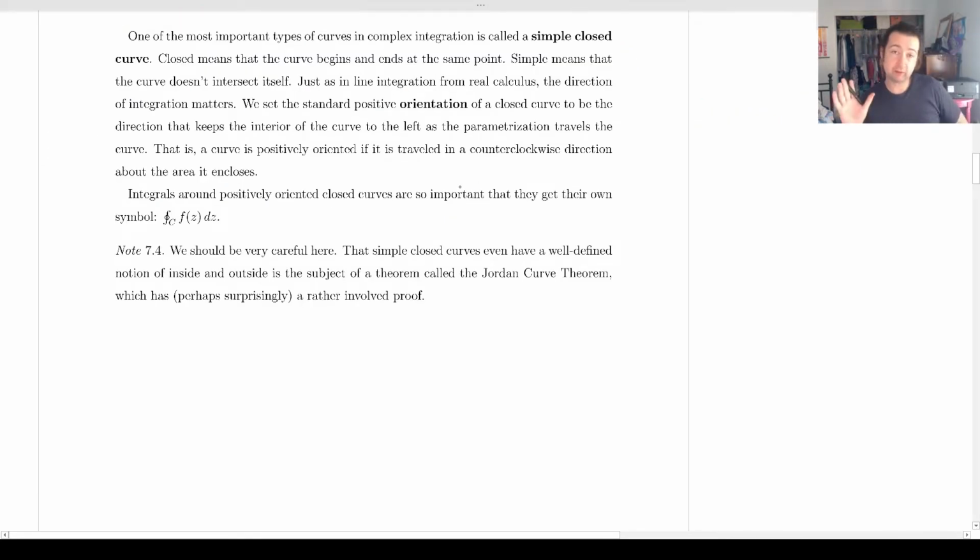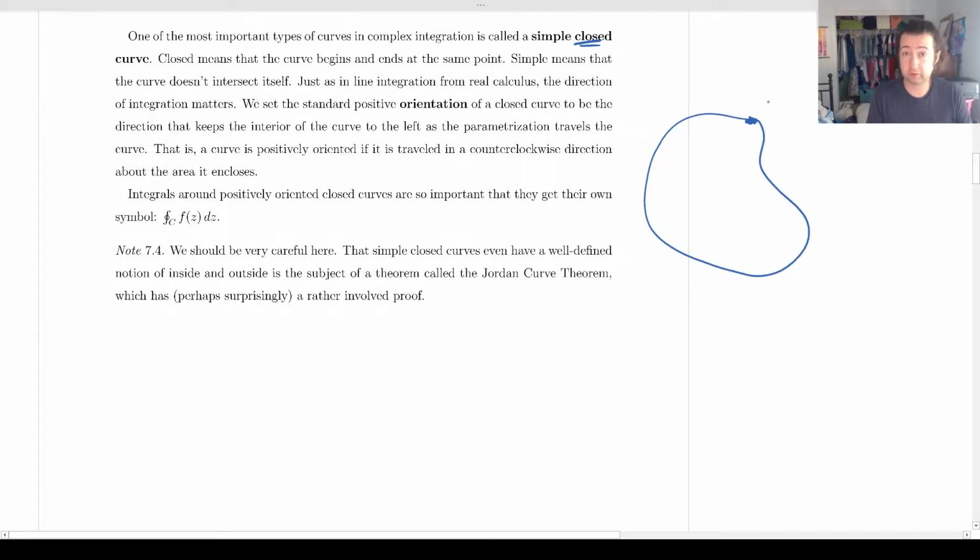Having set up a basic notion of line integration in the complex setting, we should talk a little bit about the sorts of curves that we want to integrate over. One of the most basic things that we might ask is that a curve be closed, which is to say a curve is closed if I start moving on the contour and I end up where I started. So a closed curve is just a loop of some kind.